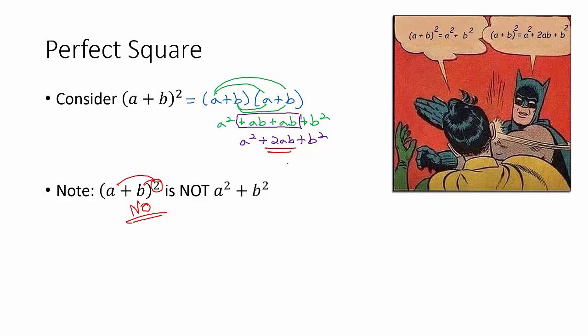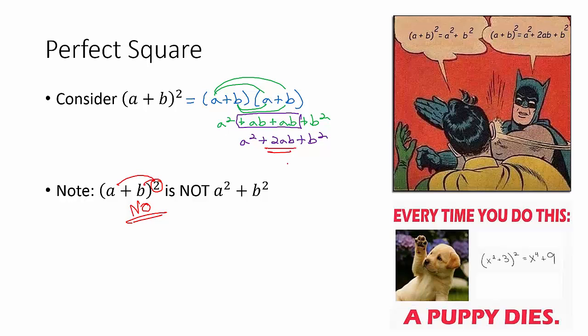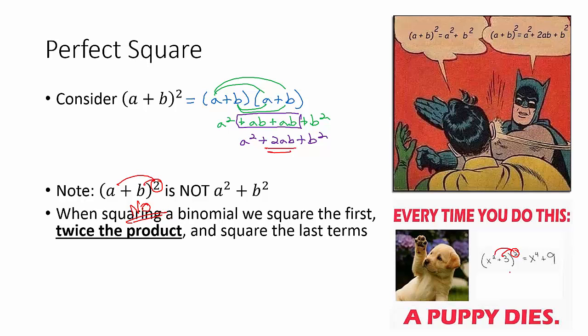Because when we distribute, we lose that middle term. Batman and Robin even discussed this. When Robin said a plus b squared is a squared plus b squared, Batman slaps him across the face and says, no, it's a squared plus 2ab plus b squared. In fact, it gets even worse, that every time you take that squared and put it through onto both parts and lose that middle term, they say that somewhere a puppy dies. Do not be responsible for the death of a puppy. Never just square the pieces. We cannot distribute exponents. It does not work.